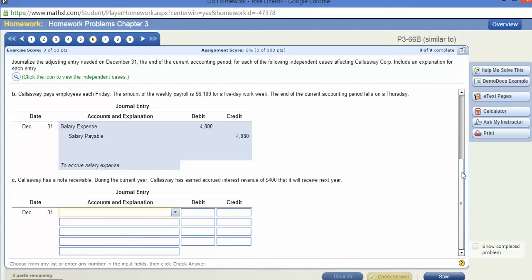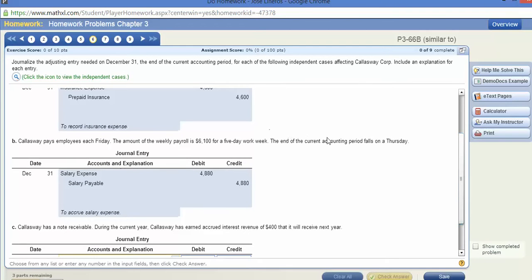interpreting the problem correctly when it says the end of the current accounting period falls on a Thursday. That means, hey, they started working on Monday, they worked Monday, Tuesday, Wednesday, Thursday. We're cutting off here the accounting period, and we need to recognize 4 days' worth of labor. And this is what we're doing with this type of problem. I hope you found it useful.